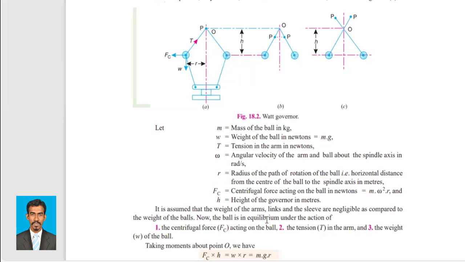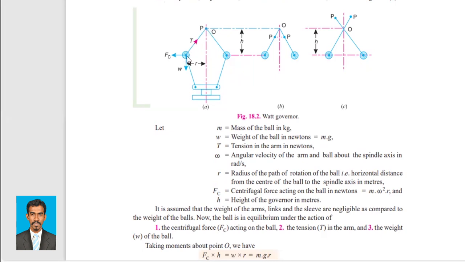Now the ball is in equilibrium under the action of forces. Now we are going to formulate a formula to find how much the centrifugal force is, or whatever the question is going to ask. So we'll take any one of the balls, either this ball or this ball. We'll take this one and see under how many forces it is in equilibrium. If you can see here, there are three forces.